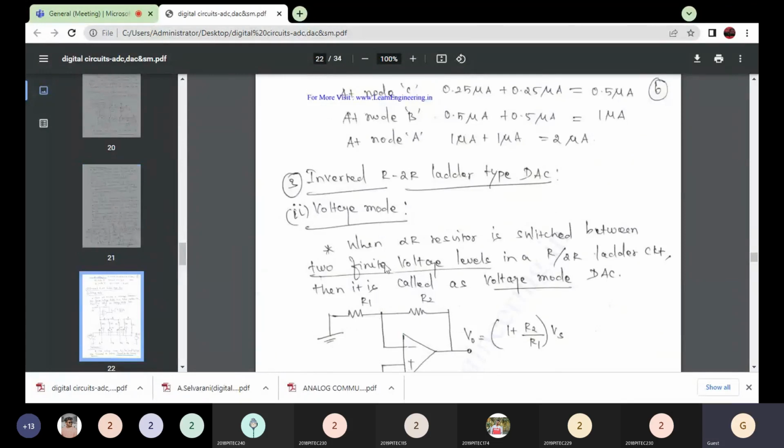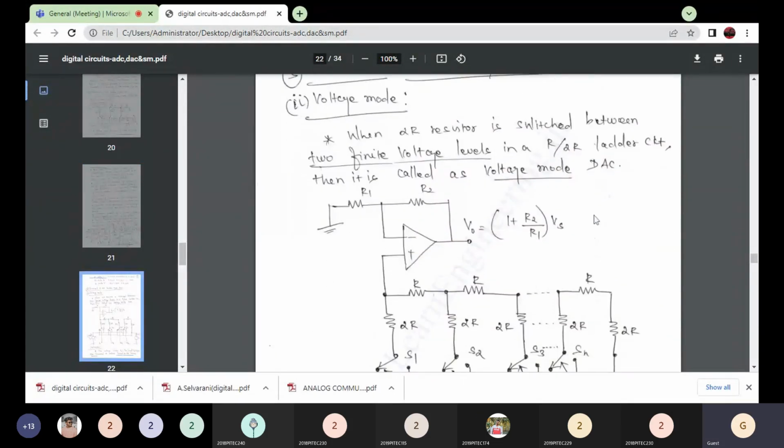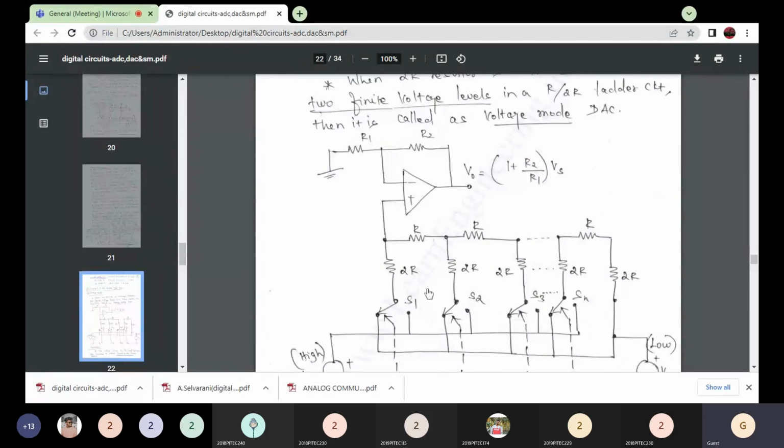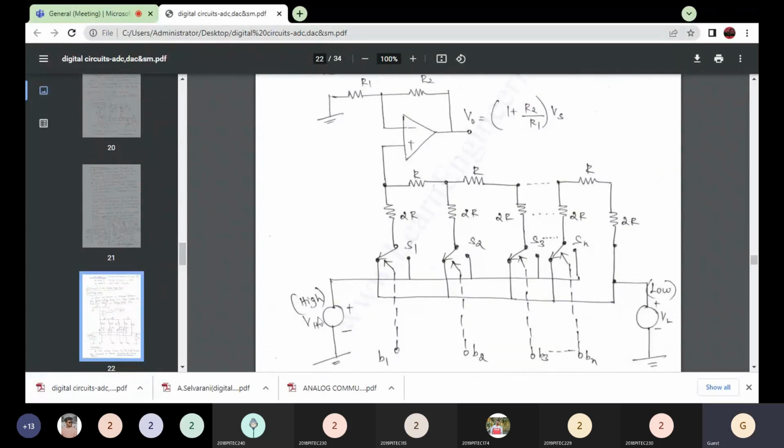The next one is the voltage mode inverted R-2R ladder type digital to analog converter. This circuit has an op-amp with the R-2R ladder circuit, which is connected with reference voltages. Here we use a high and a low reference voltage. Consider the high one as the maximum voltage, and the low one as the minimum voltage. It is not 0, but it is the minimum voltage.